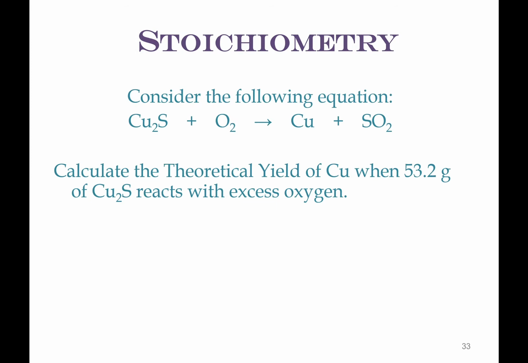All right, so consider the following equation. Now, how do I name that? Copper what? Copper(I) sulfide reacts with oxygen to form copper plus sulfur dioxide. So let's balance it first. How many copper on the left? 2. 1 sulfur and 2 oxygen. I have 1 copper on the right, 1 sulfur, and 2 oxygen. So I just need to put a 2 here. And now it's balanced. Woo!